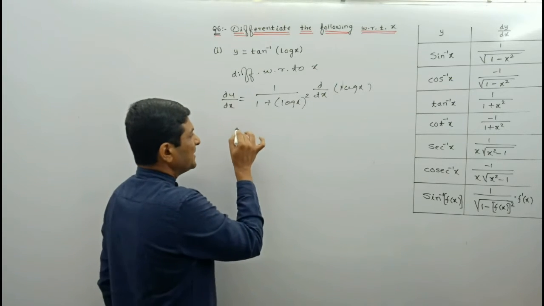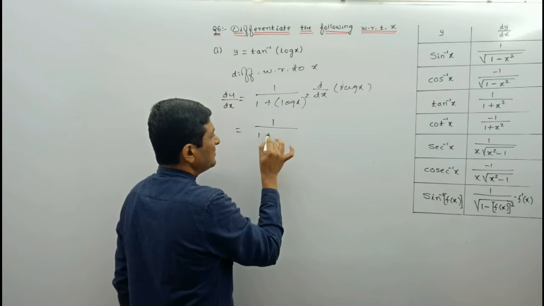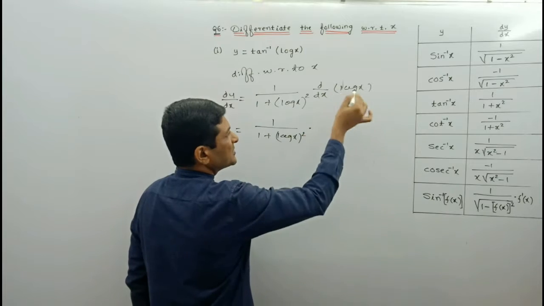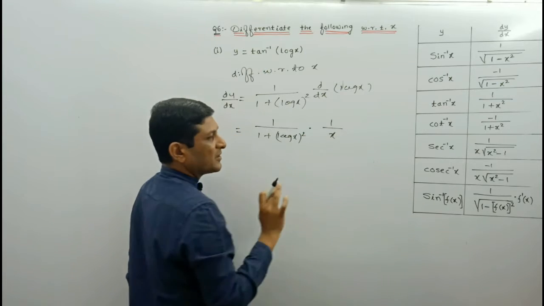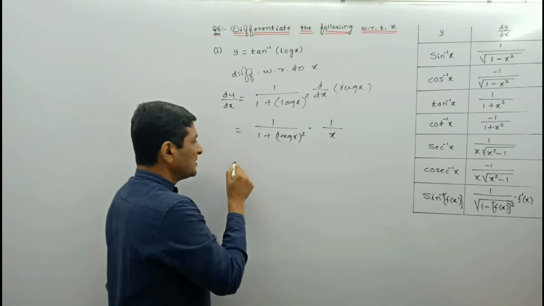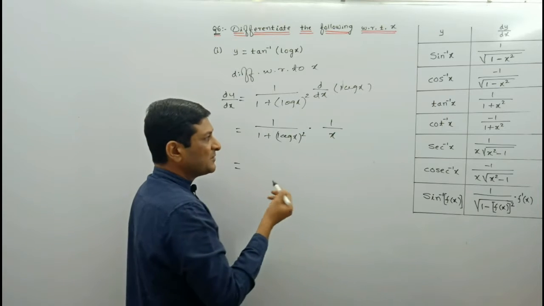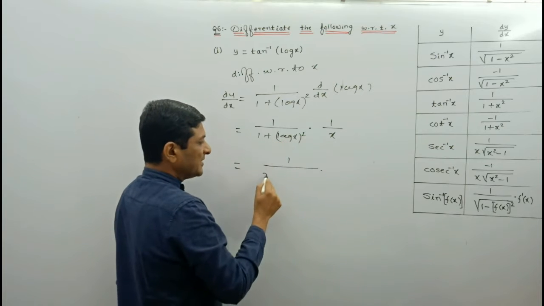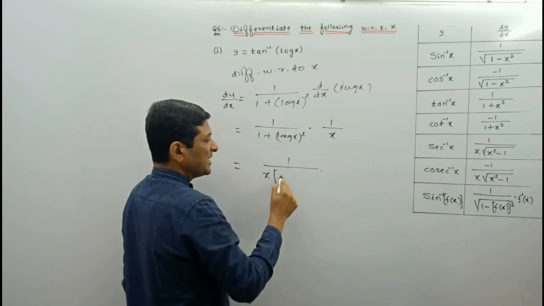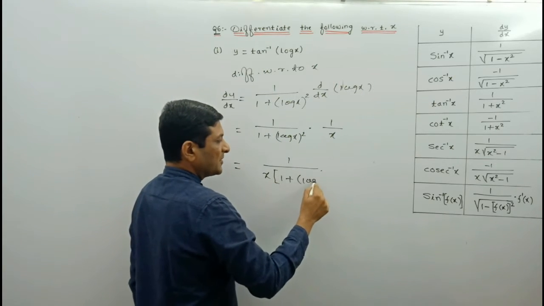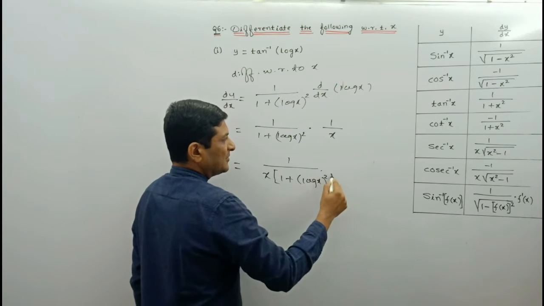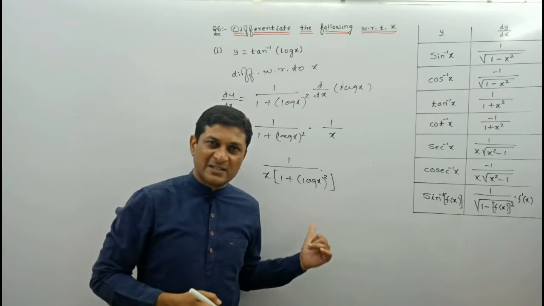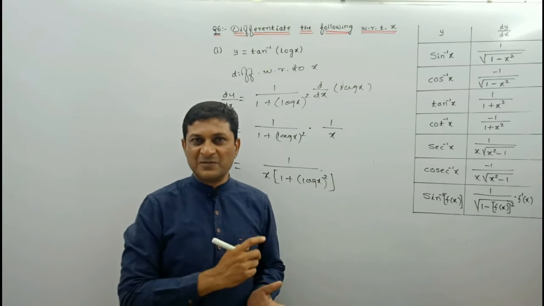Now let us simplify it. 1 upon 1 plus log x whole bracket square, keep it as it is. What is the derivative of log x? We know that the derivative of log x will be equal to 1 by x. So differentiation is completed. Let us check whether it will get simplified or not. In the numerator 1 into 1 is 1, and in the denominator x into 1 plus log x whole bracket square will be the required derivative. Nothing is there to simplify. That's why we can say that this will be the derivative of this given function.